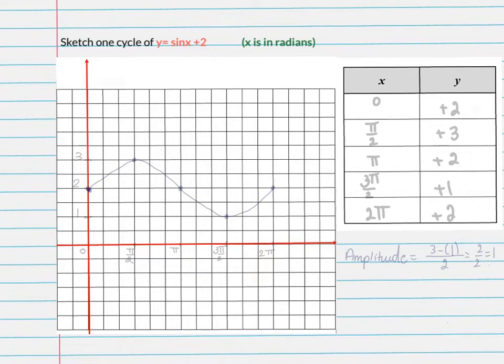As you can see, also the period is 2 pi because the x values range from 0 to 2 pi. The one cycle has a period of 2 pi.